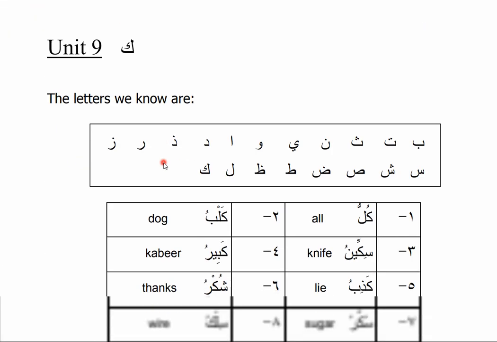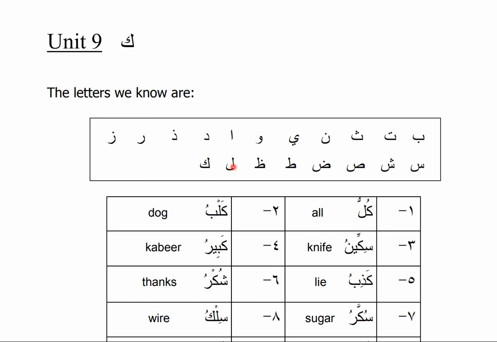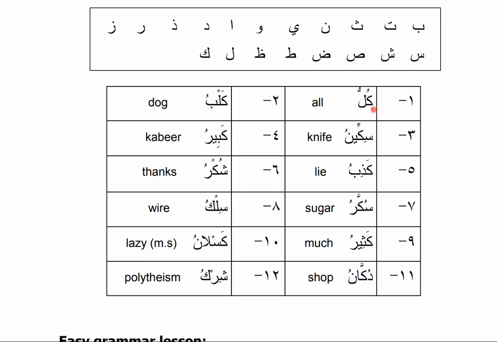Next page. Now in this page you can see the letters that we have completed from the previous units, and these two new letters that we completed here in units 8 and 9 were only lam and kaf. So there are random words here. Kullu means all, sikeen, knife, kaf in the middle, as you can see it is coming with the long vowel. Kadhibu means lie, and this kaf is the initial. Sukkar, sugar, and here kaf you can see with the shadda and fatha.